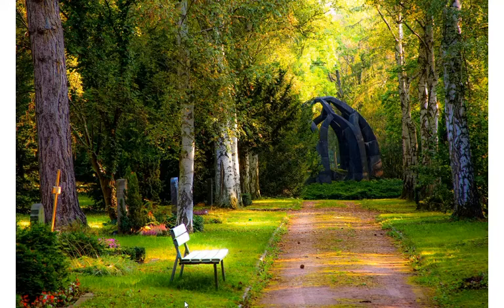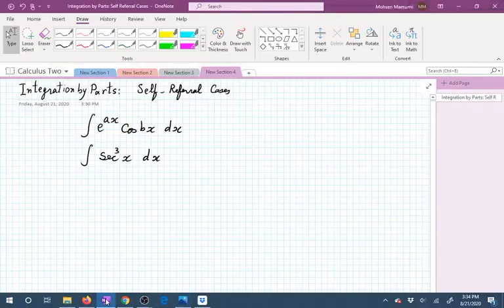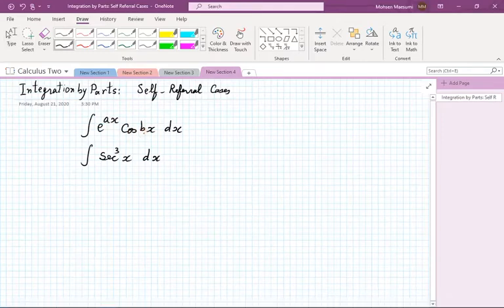Today we are going to talk about examples of integration by parts that we call self-referral. Let's go ahead and see what this story is about. So, two example problems here I have for you. First one, exponential of ax cosine of bx, and the other one, secant cubed of x.